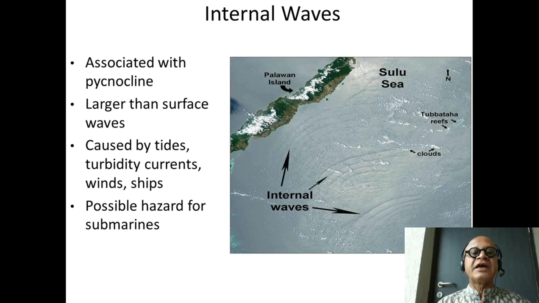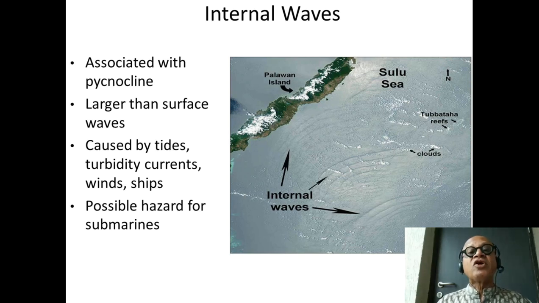We will see that the height of the surface waves tends to be just a few meters at most, except in rogue waves, which can reach tens of meters. And the internal waves are typically caused by tides sloshing back and forth, turbidity currents, a ship that's passing by, and also by winds, of course.